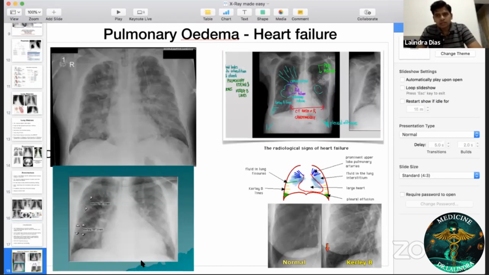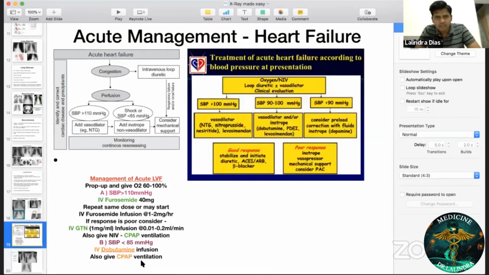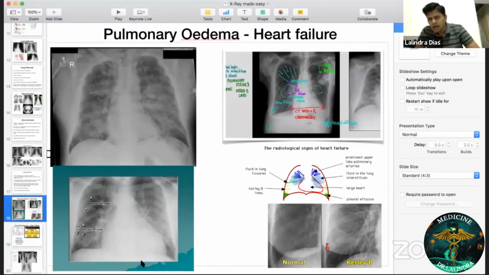Right. So now we are moving away from lungs. Now we are moving on to heart diseases. When you get heart diseases, that also can be seen in a chest X-ray. The best one that you need to know is heart failure, right? Heart failure. So when you get a patient with heart failure or congestive cardiac failure, there are certain X-ray appearances that you need to know.